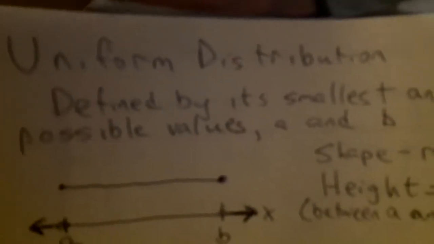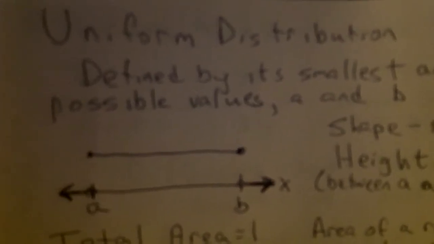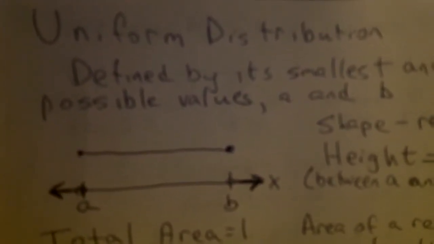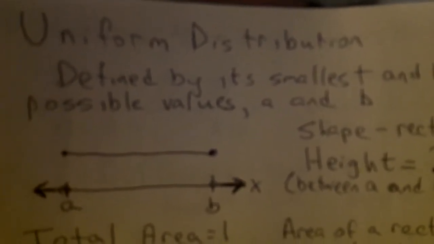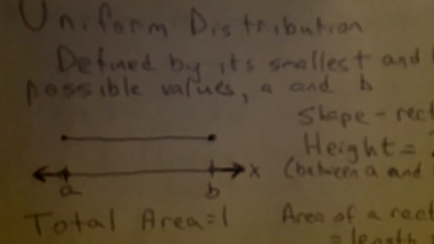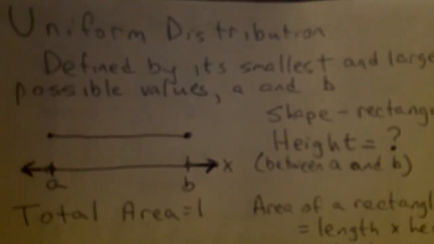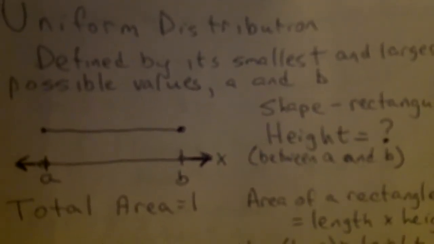Now, there's 3 different types of continuous random variables we're going to talk about: the uniform distribution, the triangular, and the normal. And the normal isn't new to you. We're just going to extend it past what we did before. Okay, so the uniform distribution is defined by its smallest and largest possible values.